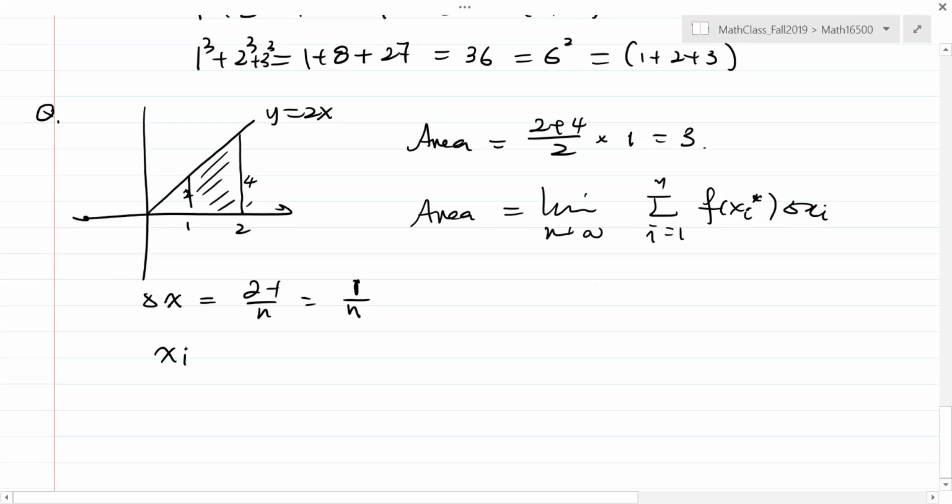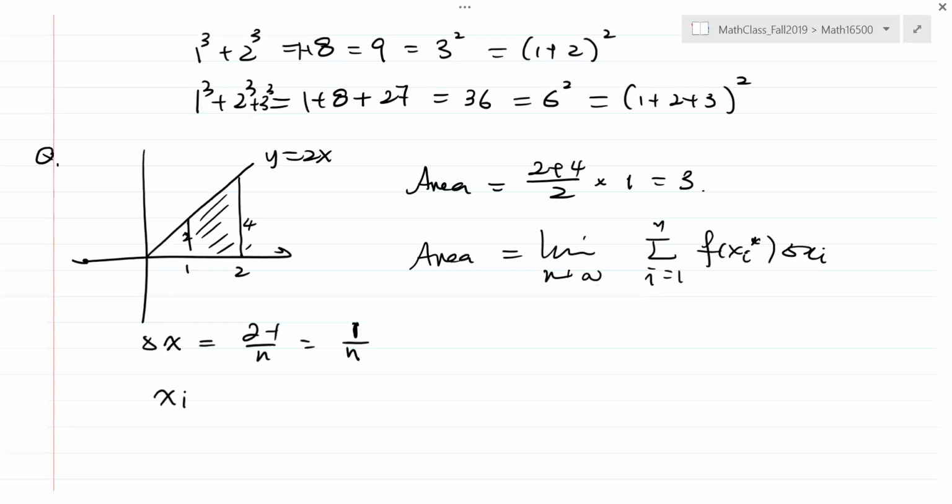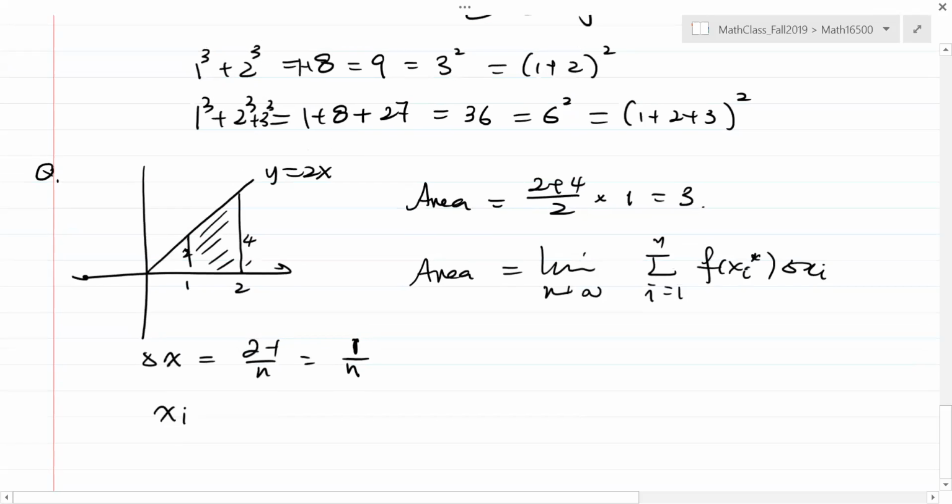Here y equals 2x, and this is the formula. We take n approaching infinity. This is a sum of n terms, and x star is the sample point. So x star is an arbitrary point in the interval, here x_{i-1}, x_i, somewhere here x_i star.